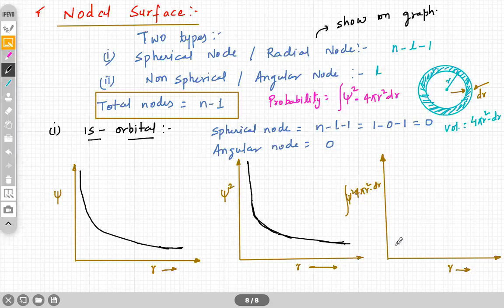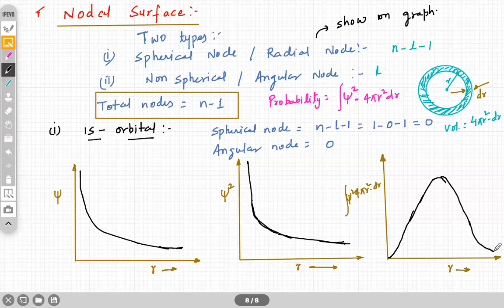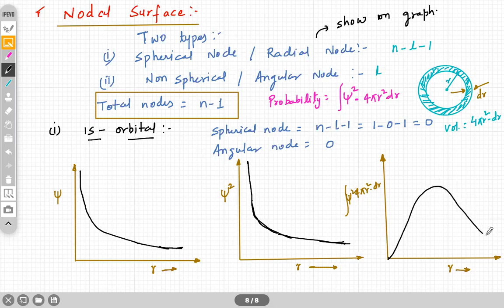This is the probability density, the probability graph. At the nucleus there is no electron present, so it starts from the nucleus, increases like this, and at some point the probability is maximum, then it comes down and goes like this. It won't touch the x-axis because at that point the probability would be zero.